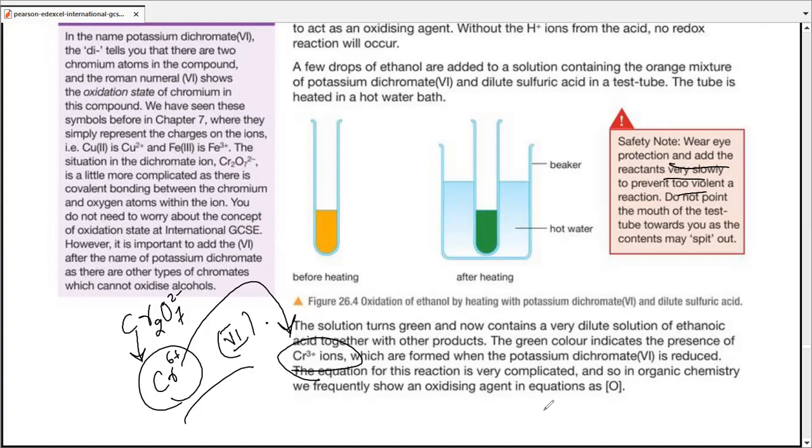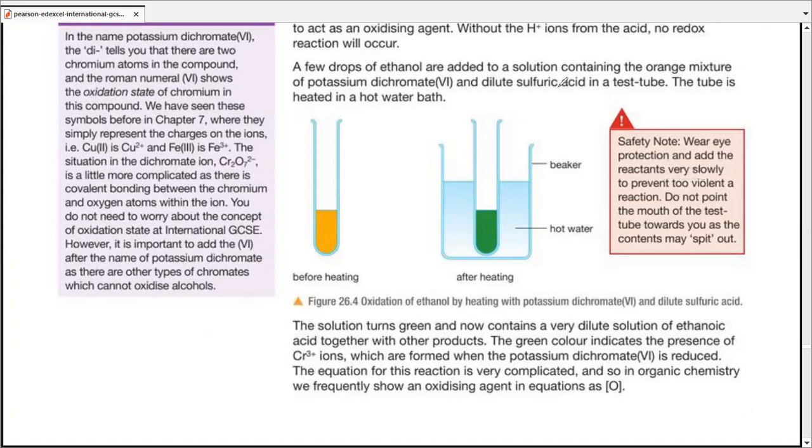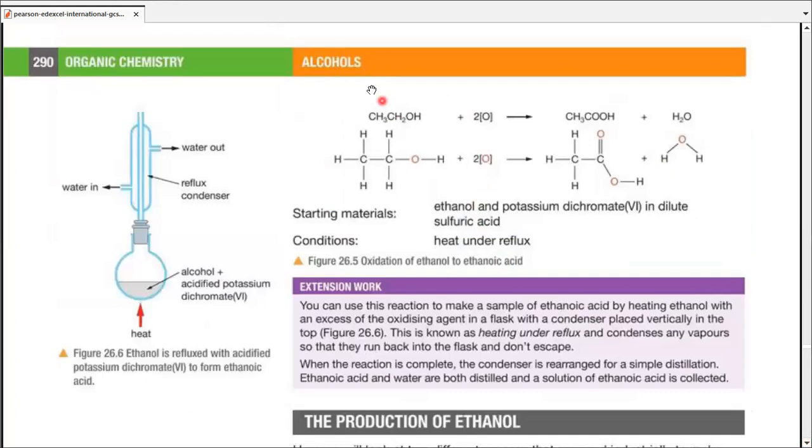We frequently show this reaction with using a simple O in brackets, a single O. Hence, if we move on to the next page, you'd see the reaction. So alcohol plus 2 oxygen atoms give you the acid and water. So as soon as you add 2 oxygen atoms, one of the oxygen atoms is added to the structure. It takes 2 hydrogen atoms out, and the other oxygen atom reacts with them to form water.